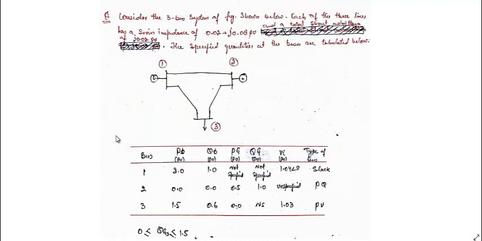So let us try to do one numerical based on the Newton-Raphson method. Consider a 3-bus system as shown in the figure below. Each of these lines has a series impedance of 0.02 plus j0.08 per unit and a total shunt admittance of j0.02 per unit. The specified quantities at the buses are tabulated below. These are the specified quantities.